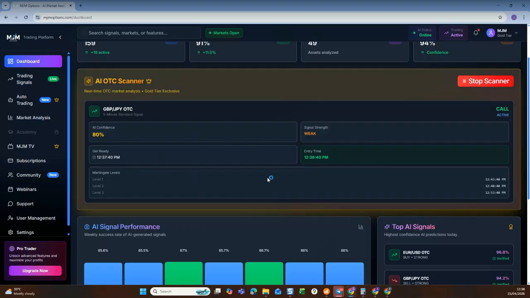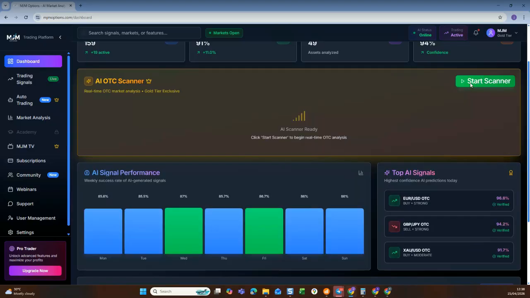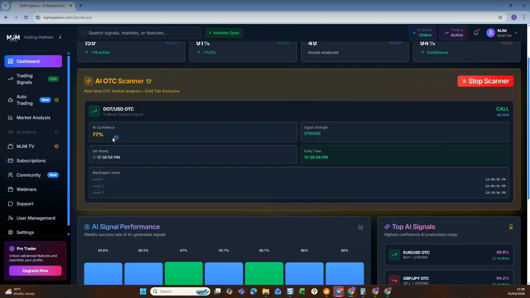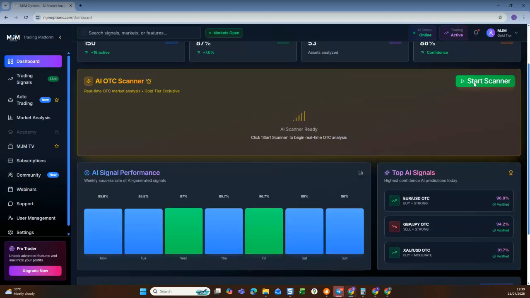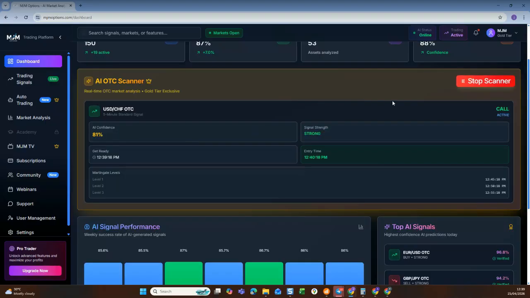So how do we take the signal? It's very, very simple. The first thing to do is stop scan, start scan again. We're looking for AI confidence of 90 to 99 and signal strength of strong. So we stop scan, start scan again. 70, strong. Stop scan, start scan again. 94, but it is weak. Stop scan, start scan again. 75, no. 85, no. 84, no. 80, no. 86, no. 81, no.